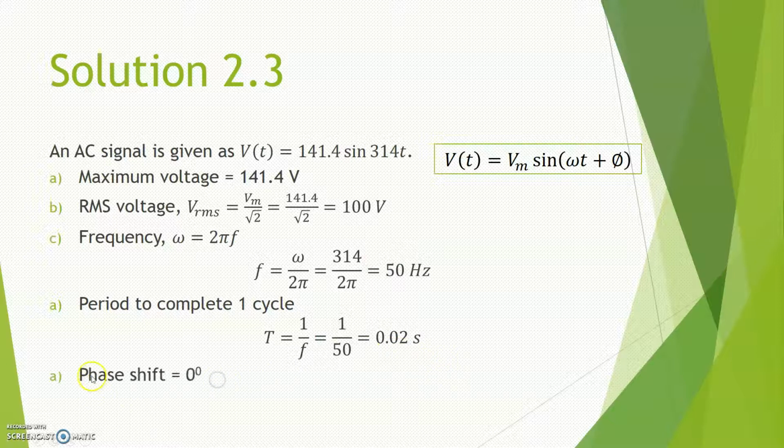Finally, you need to find the phase shift. The general equation is given by sin omega t plus the phase difference or phase shift. In this case, you don't have anything here, so the phase shift is equal to 0 degrees. That is how you interpret your AC signal.